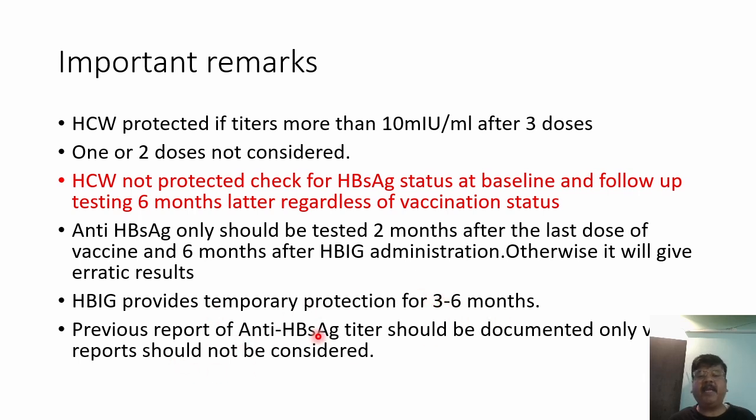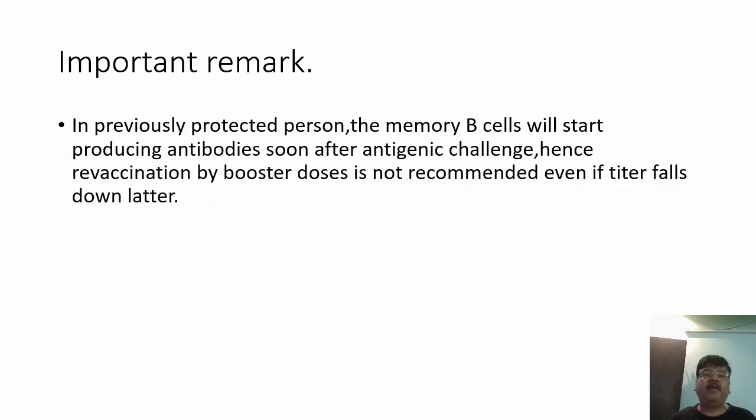Then the previous report of anti-HBsAg titer should be documented. Only the reports should be considered, not verbal communication. So if healthcare workers say that they have a protective level, that is not sufficient. The document, the certificate, or that report should be required. Then in a previously protected person, the memory B cells will start producing antibodies soon after the antigenic challenge. Hence, revaccination by booster doses is not recommended even if the titer falls later.